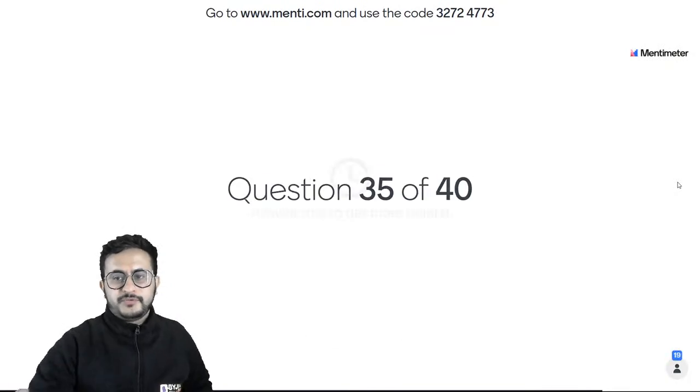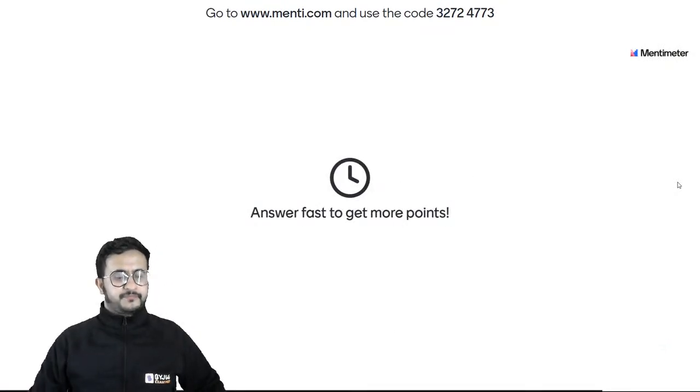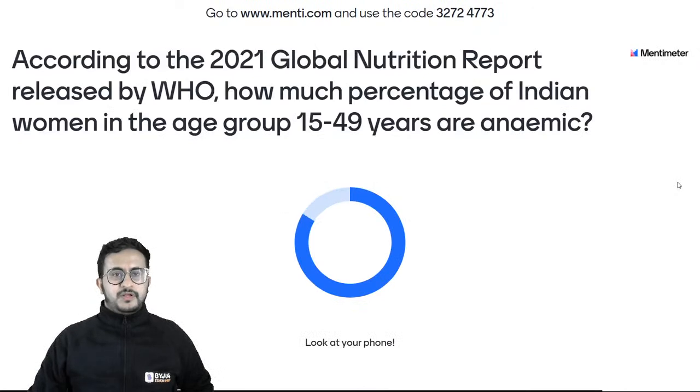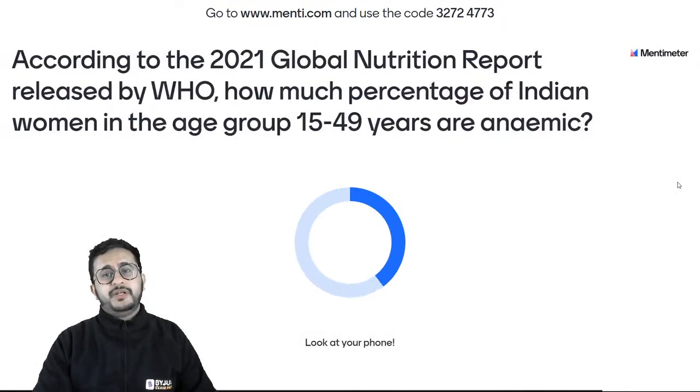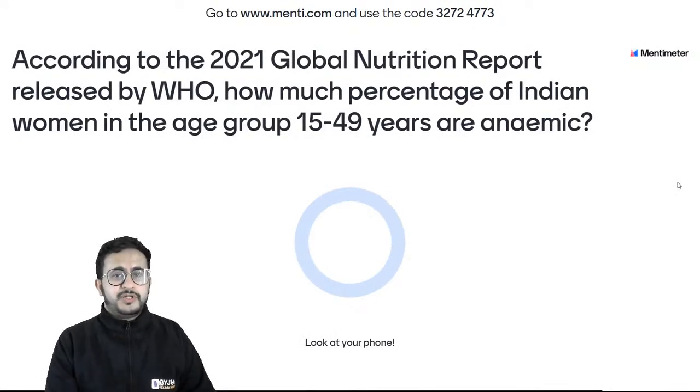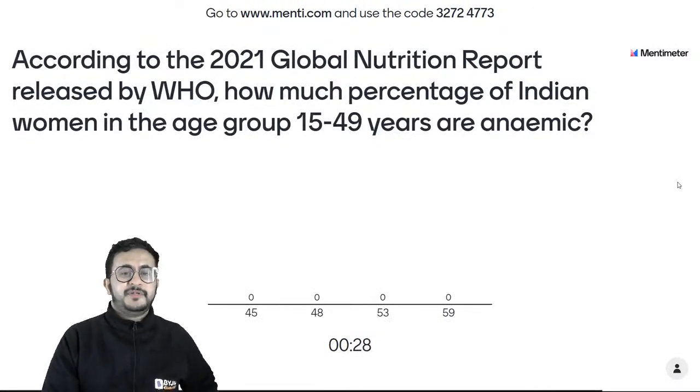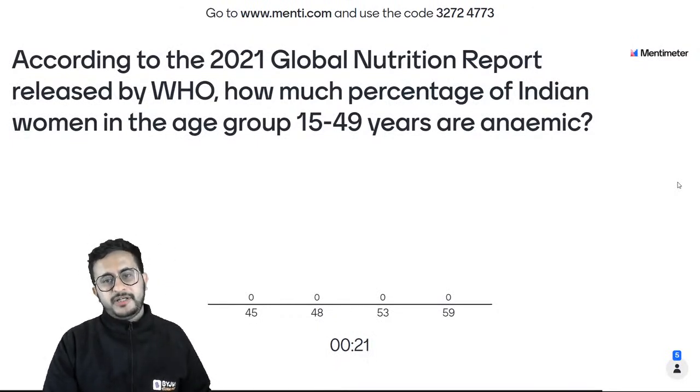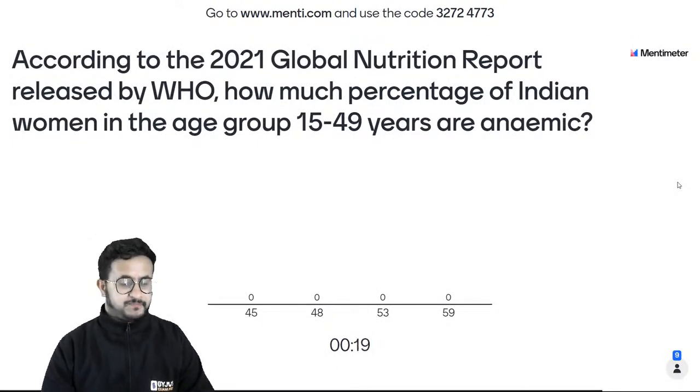All right, so let's have a look at the next question. According to the 2021 Global Nutrition Report released by WHO, what percentage of Indian women in the age group 15 to 49 years are anemic? 45, 48, 53, 59. This report was recently released by WHO, the Global Nutrition Report.